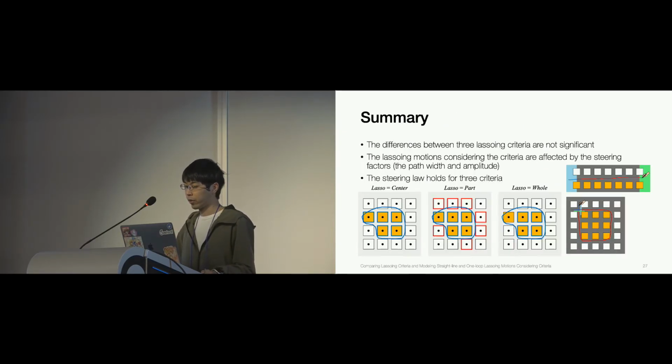We conducted the straight line path and one-loop tasks. From the 2 experiments, we found the difference between the 3 lassoing criteria is not significant. The lassoing motions concerning the criteria are affected by the steering factors, and the steering law holds for the 3 criteria.